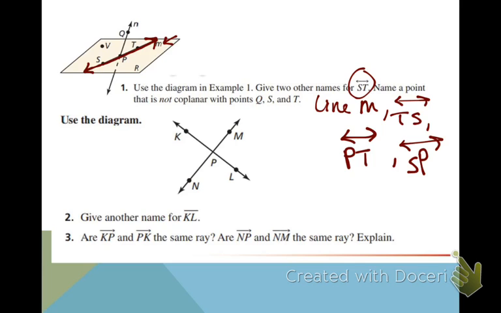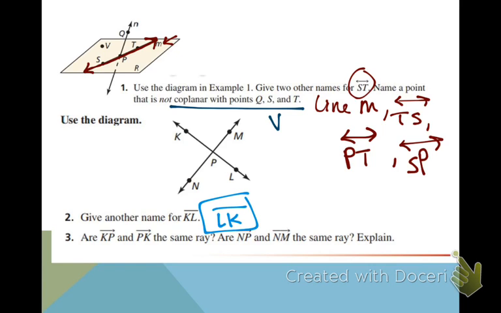And then the second half of the question, name a point that is not coplanar with Q, S, and T. Q, S, and T. This would be point V. Next part, number 2, give another name for KL. This is a line segment. Line segments, you can rename switching the letters.